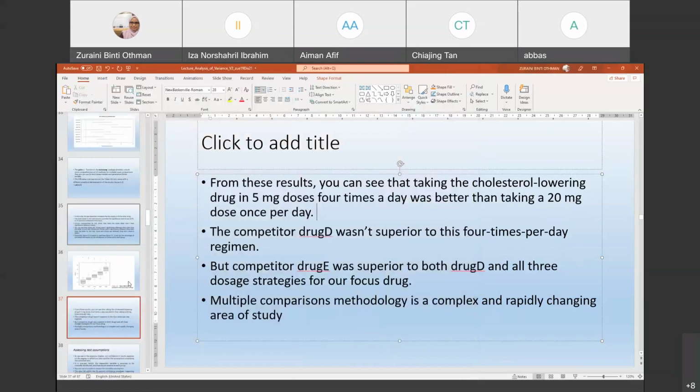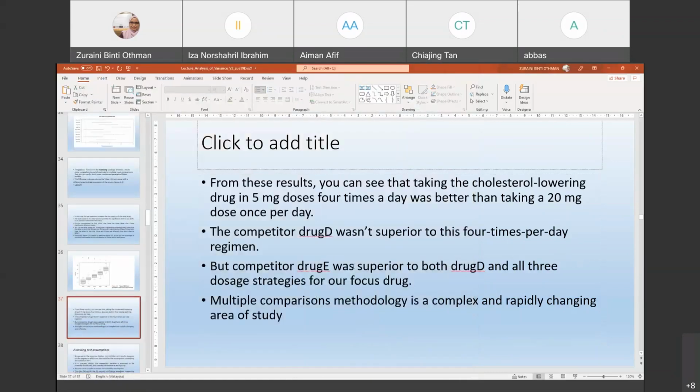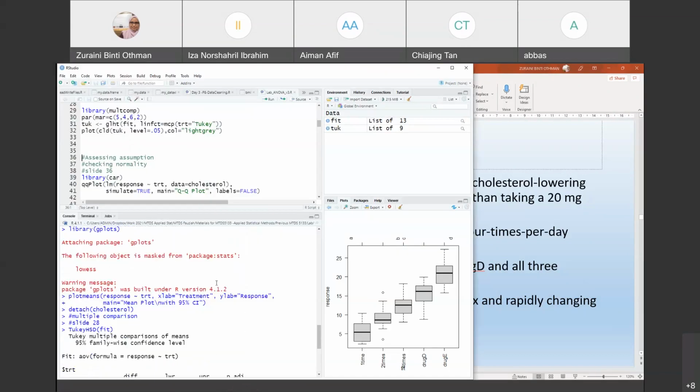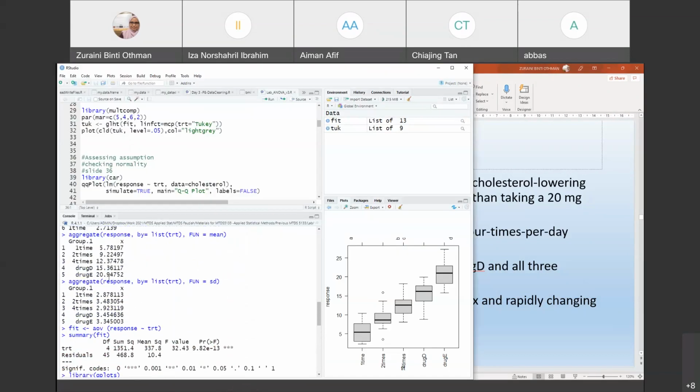Okay, now here is the explanation. The competitor drug D wasn't superior to the 4 times per day regimen, but the competitor drug E was superior to both drug D and all 3 dosages. Because just now we can also see the mean of drug E is more superior to the others, right? The mean value represents something. Drug E is more superior than others.